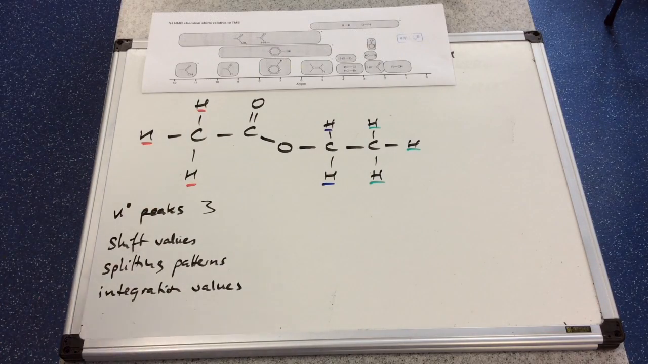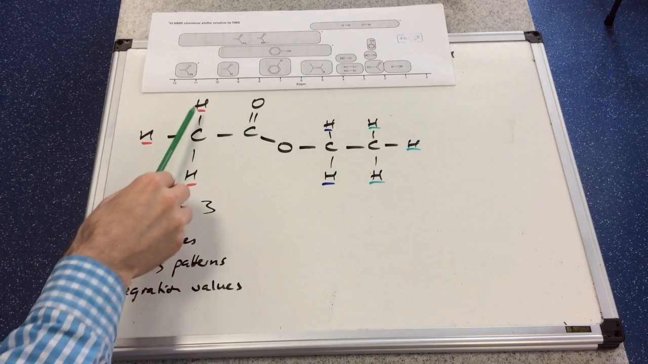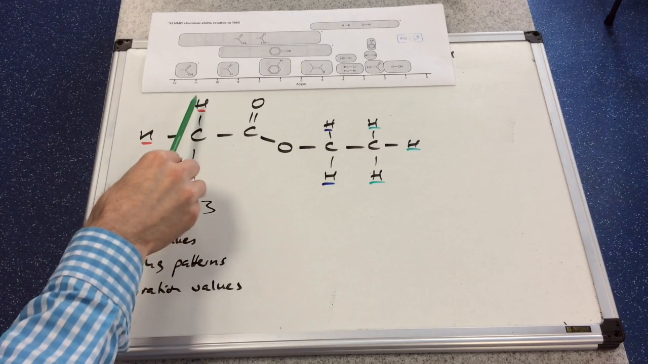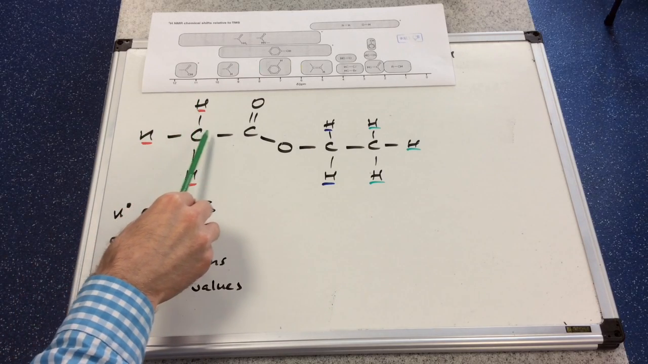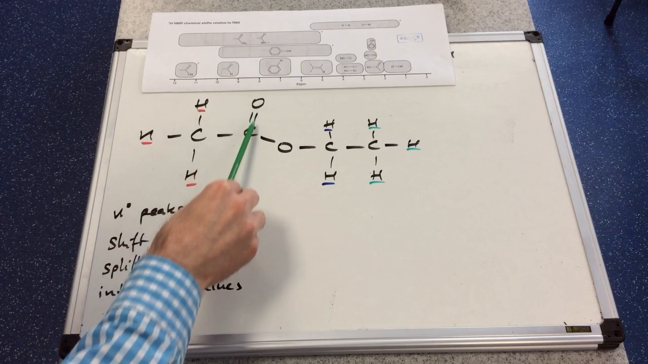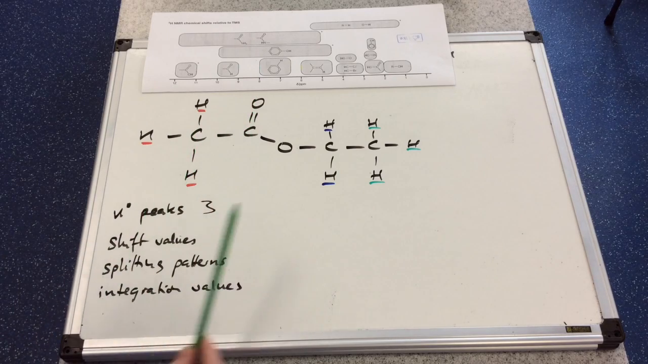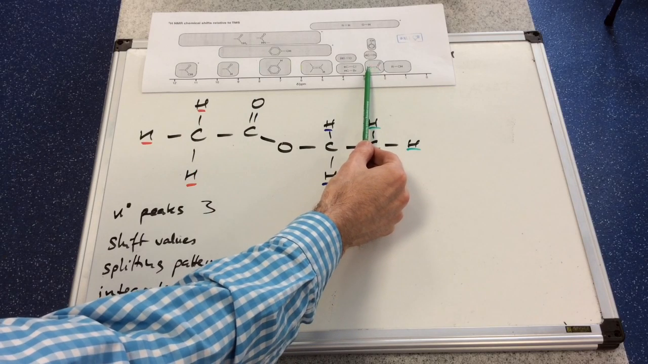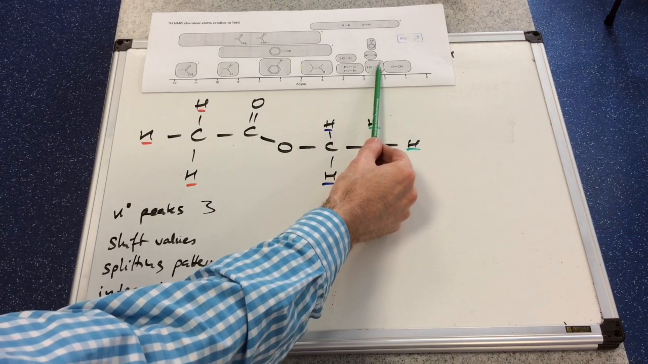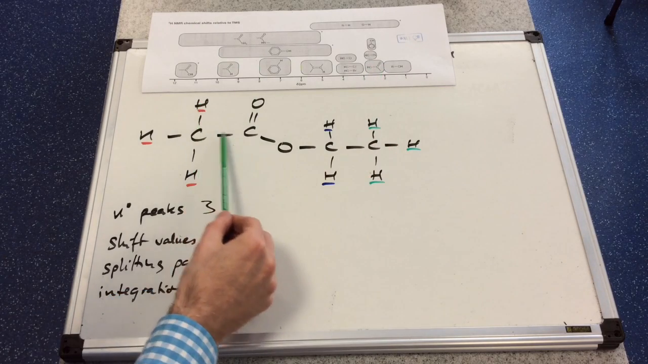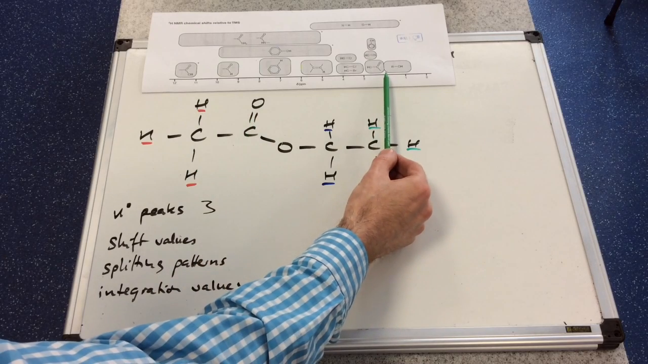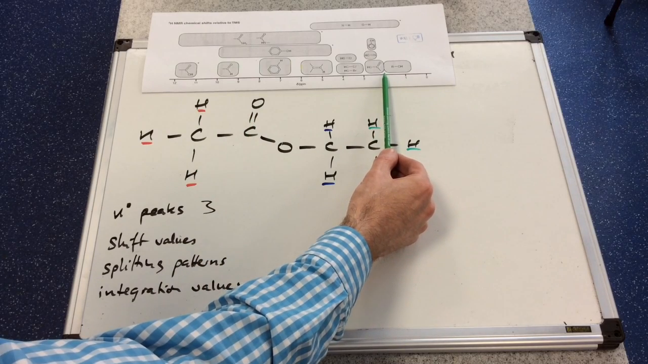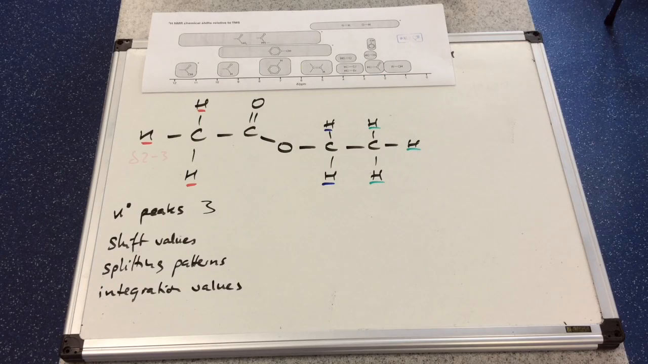So if we look at shift values now, we'll start with the red environment. So that's hydrogen to carbon with a double bonded oxygen on. And you can see hopefully on my data sheet, there's the environment there. Hydrogen to carbon bonded to a C double bond O. So that's somewhere between delta 2 and 3.